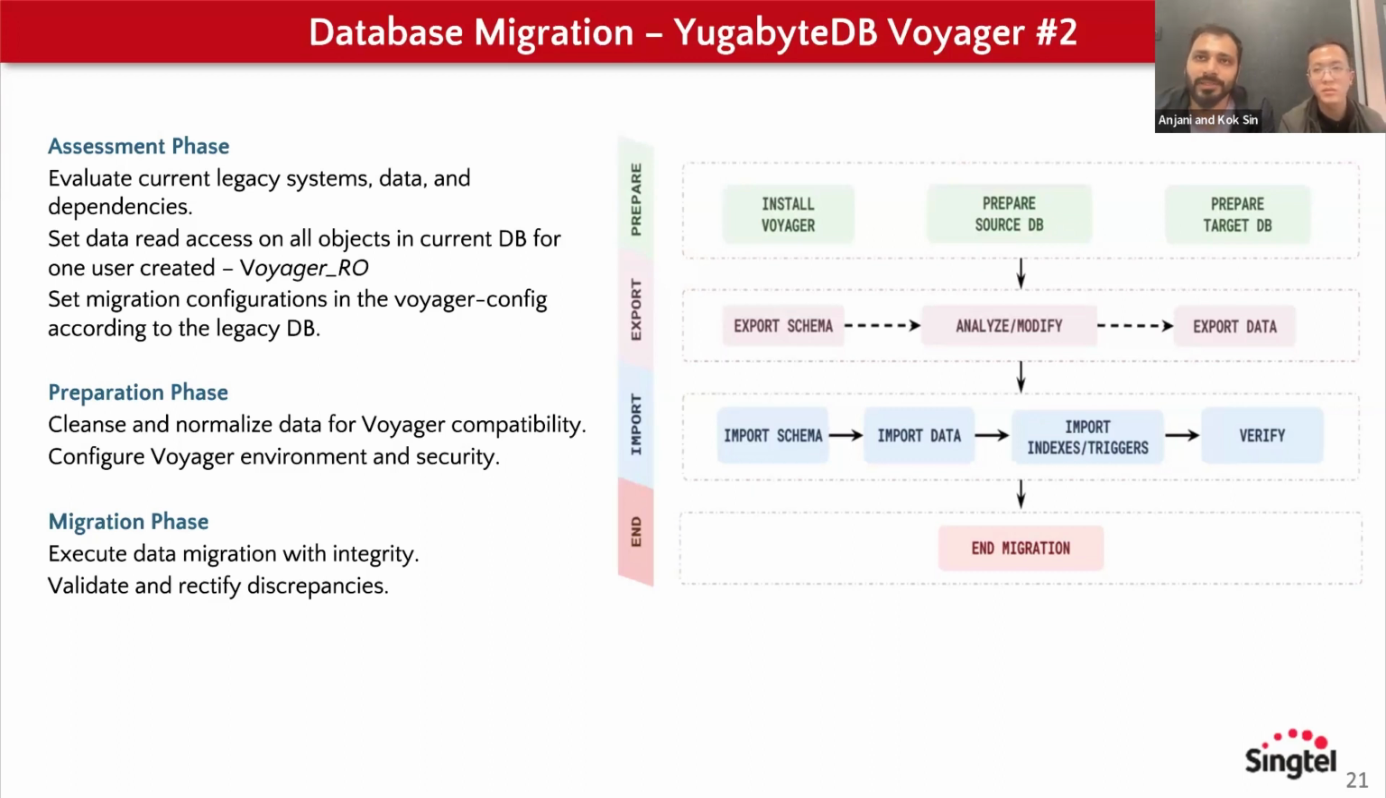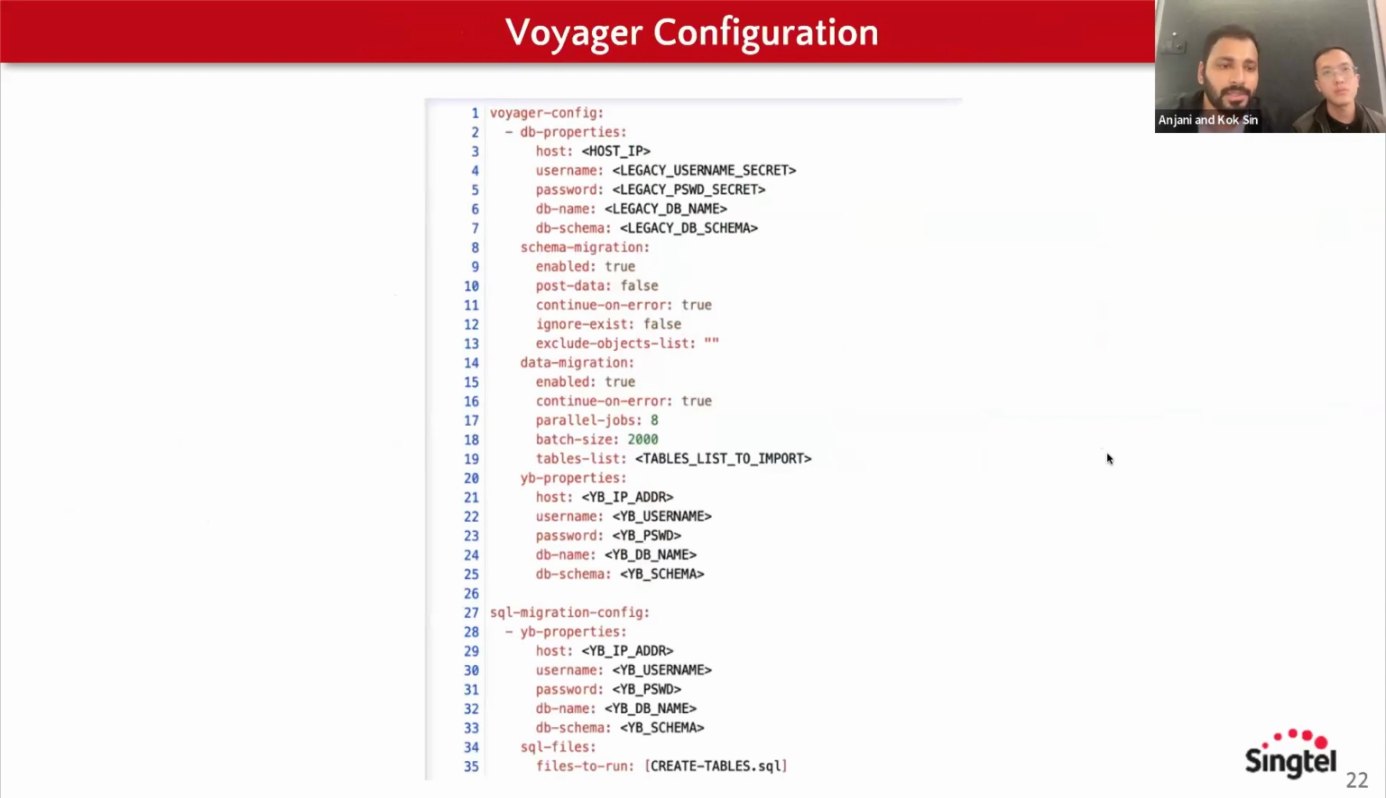So here we can see that prepare data source is one of the crucial steps, where we prepare our source database. Second, the export schema and export data come into the picture. Before that, we analyze it, and the import schema and import data come at the end. Here we can see the Voyager configuration, how we have configured it. The usernames and passwords, of course, are in the secrets.